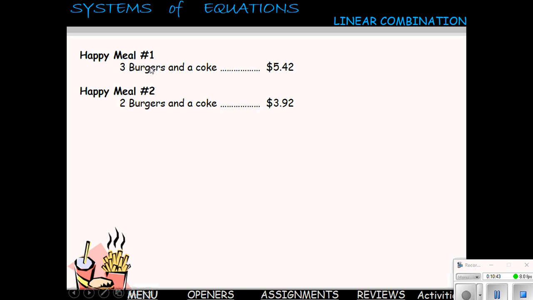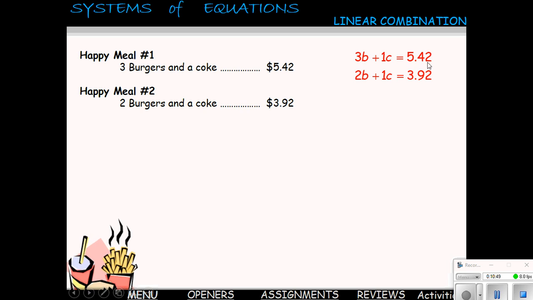Now, we're going to turn that into the math version of this, where I'm going to take this information and turn it into an equation. 3 burgers plus 1 Coke is $5.42. 3B plus 1C equals 5.42. 2B plus 1C is 3.92. That's 2 burgers and a Coke is 3.92. Now, if these 2 equations are part of the same system, in other words, your same price for burgers and a Coke, you can solve this by combining the equations.